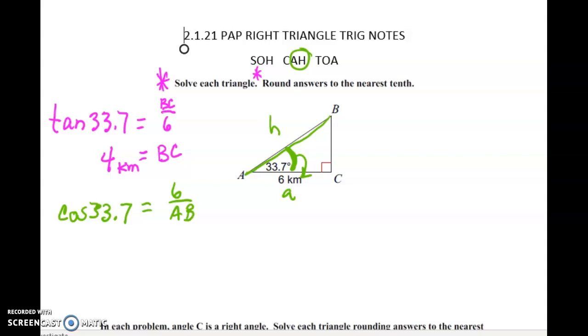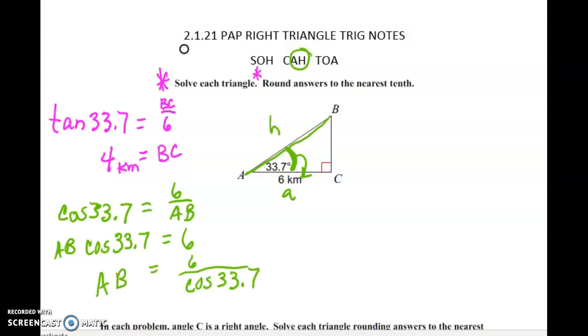To find this one, I'm going to multiply both sides by AB, and that would give me AB cosine 33.7 equals 6. And then we will divide by cosine 33.7. So to find AB, I will take 6 divided by cosine 33.7, and I'll be back. And I got AB is equal to 7.2 kilometers.